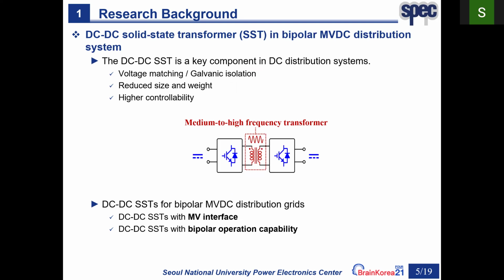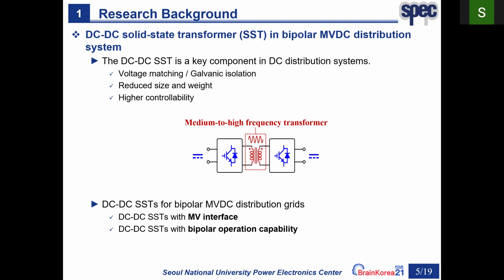In the MVDC distribution system, the DC-DC solid-state transformer is one of the key enabling components. A typical 2-stage DC-DC SST consists of 2 DC-AC conversion units with the AC terminals interconnected by a medium to high frequency transformer. The DC-DC SST not only provides voltage matching and galvanic isolation required by the distribution system, but also features reduced size and weight due to the high frequency AC link, as well as higher controllability thanks to the power electronics converters on both sides.